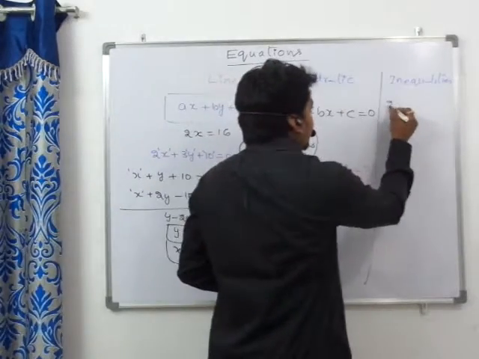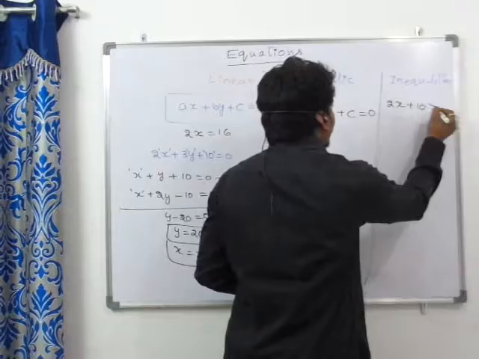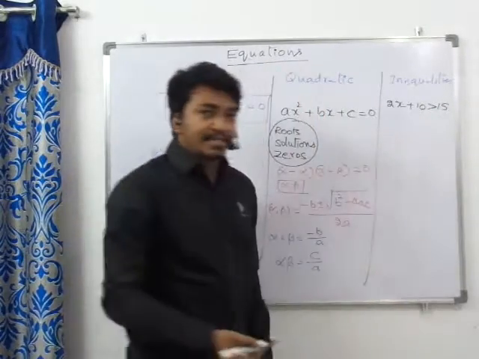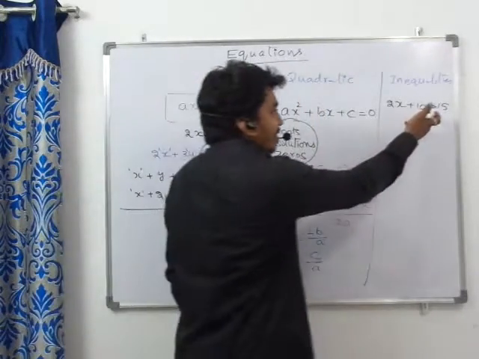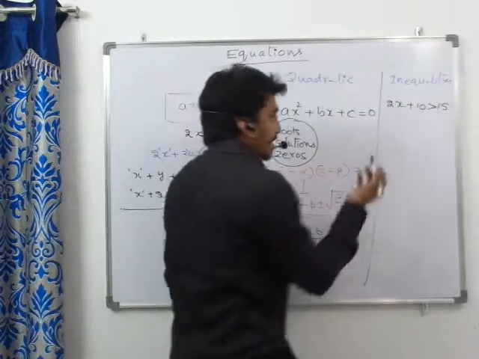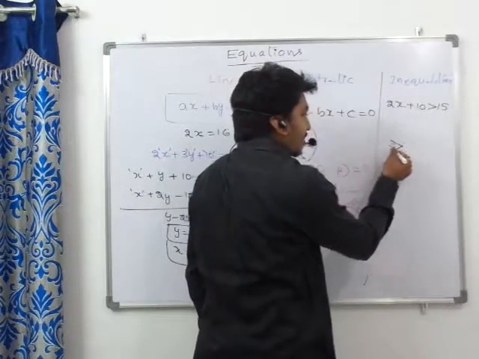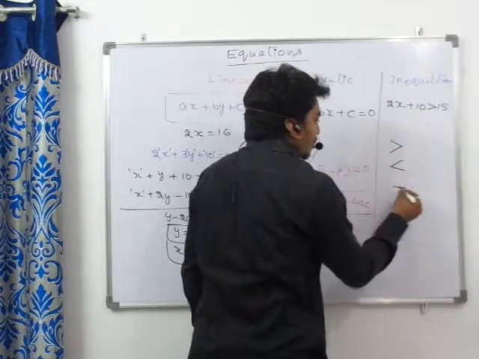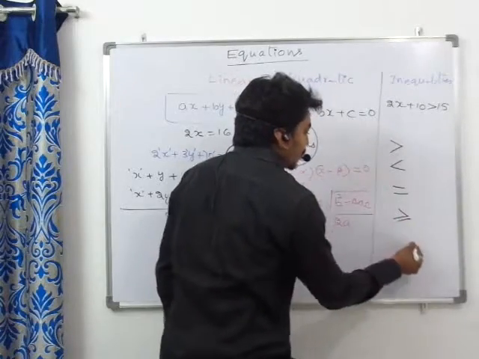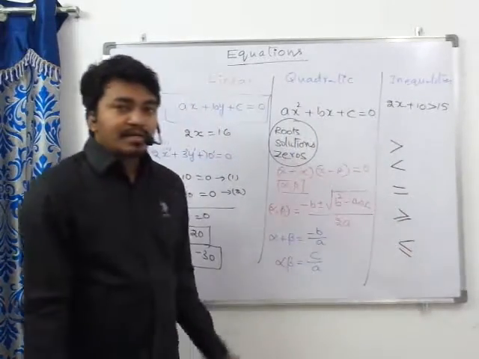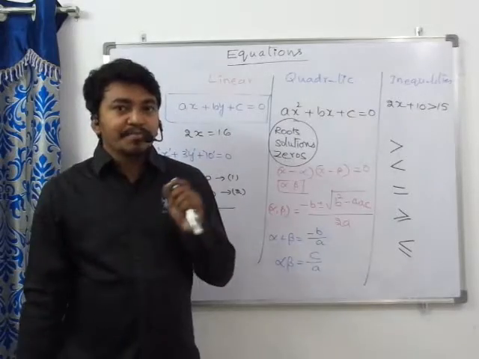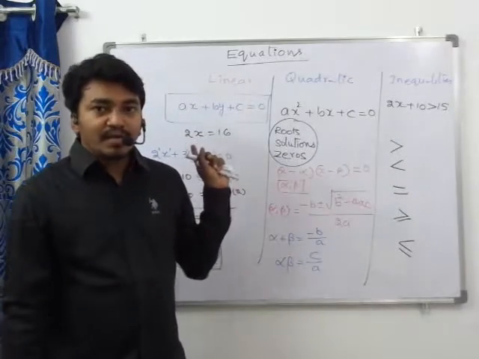If anything is in the form of 2x plus 10 is greater than 50, let us take this as a small example. This is an inequality with the greater than symbol. Inequality symbols are of different types: greater than, less than, equal to, greater than or equal to, less than or equal to. These are the most frequently used symbols while solving questions on inequalities.